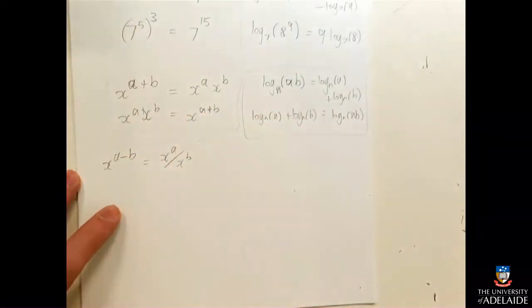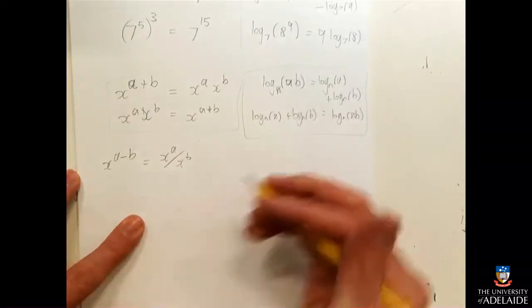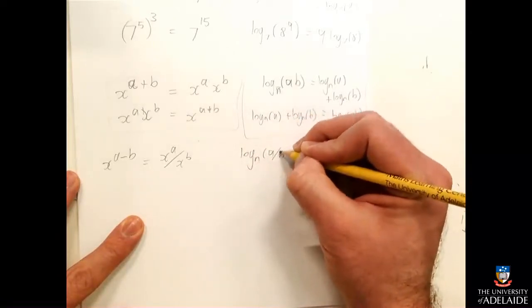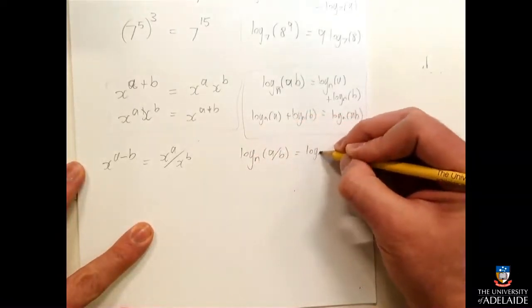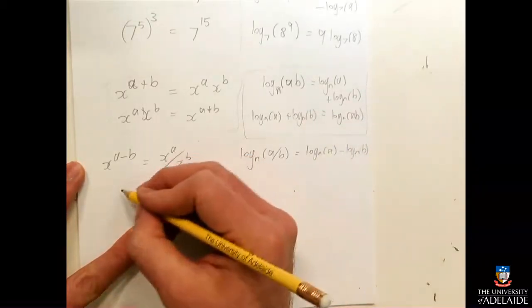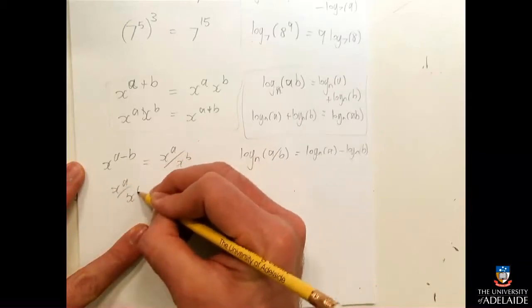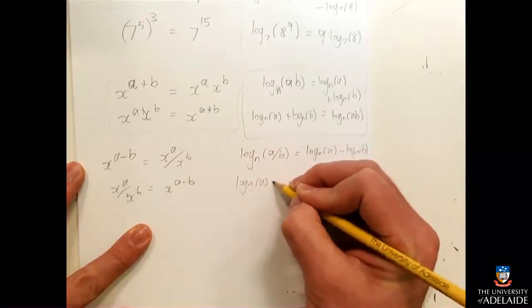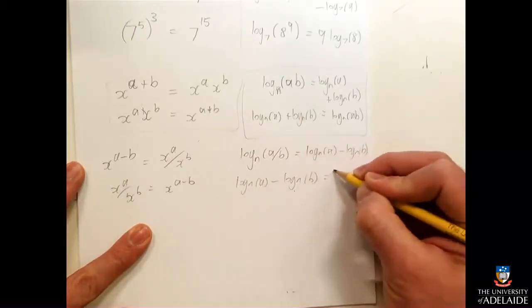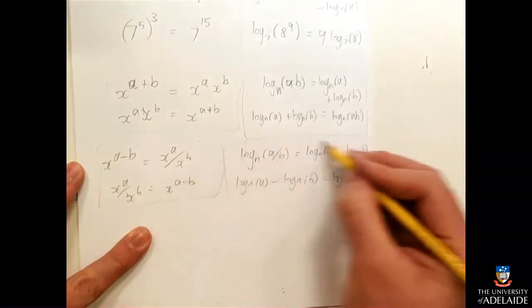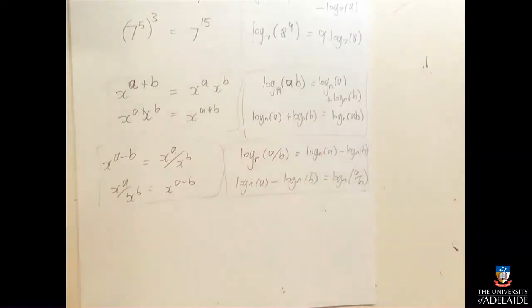Subtraction on the inside is division on the outside for powers, but it's the other way around for logs. Division on the inside is subtraction on the outside. And we can do it just as easily writing it backwards. I know it seems like overkill to write it both ways, but it just makes me feel better.